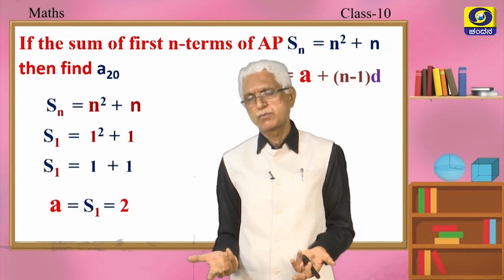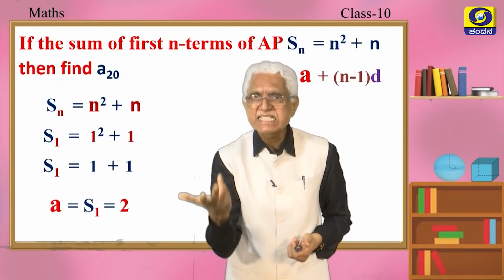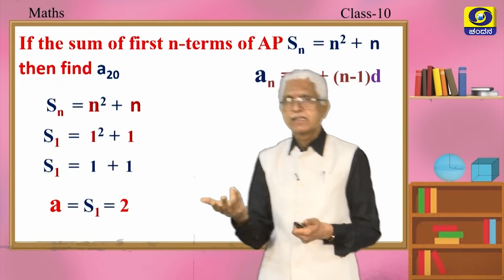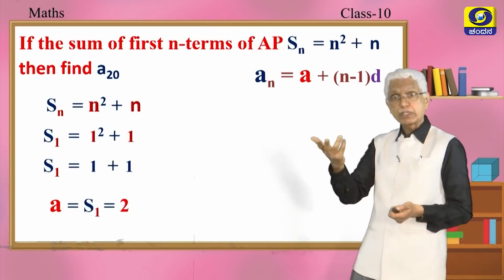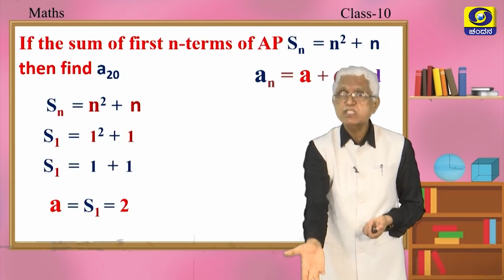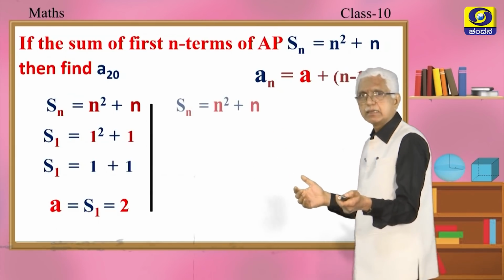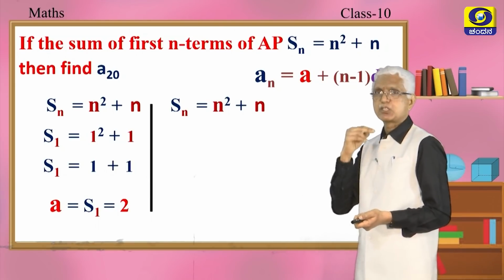What do you mean by sum of the first term? The very first term. So a is S1, correct. If I say sum of two terms, it is first term plus second term; sum of the first term means the first term itself. So a is equal to S1, right. Now observe, I will find out S2.